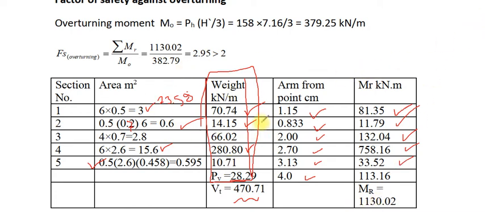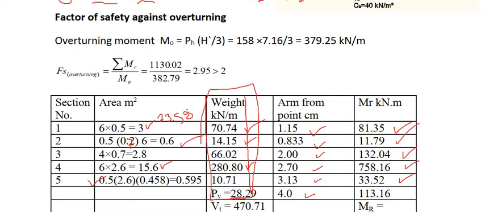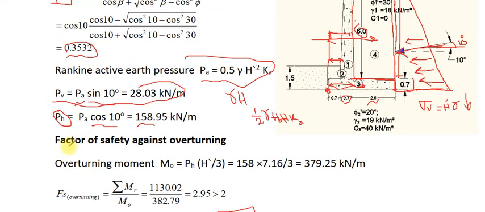After completing and constructing this table, we start to compute the factor of safety against overturning. The factor of safety against overturning equals the summation of the resistance moments divided by the moment that causes the overturning of the retaining wall. It comes from the horizontal force, the active earth pressure.